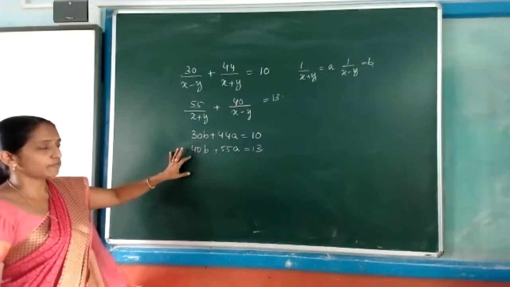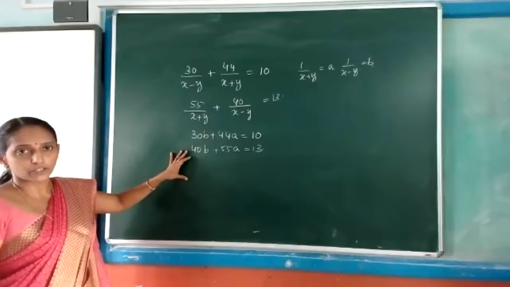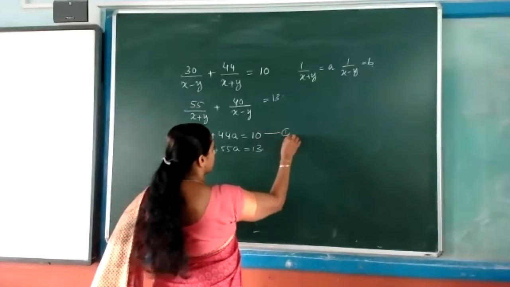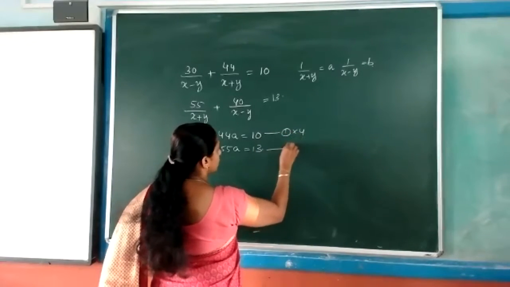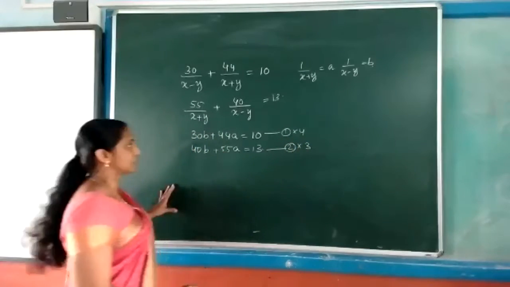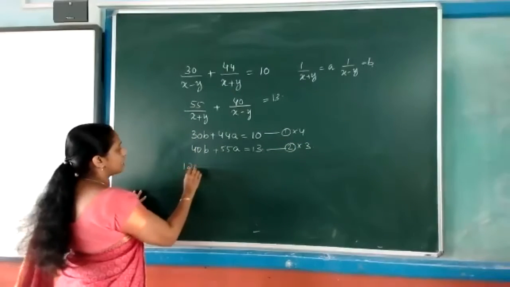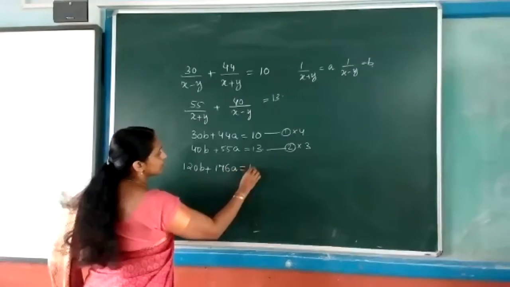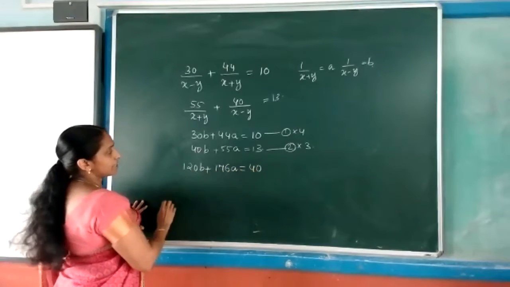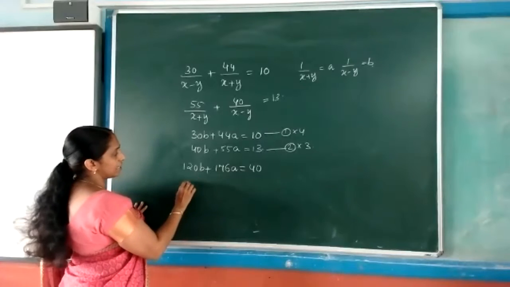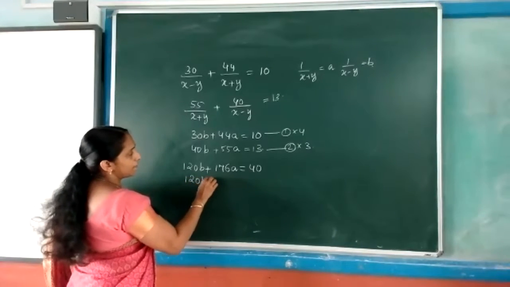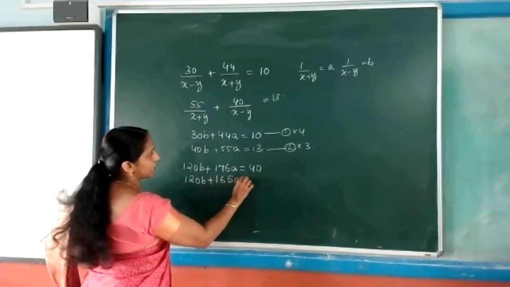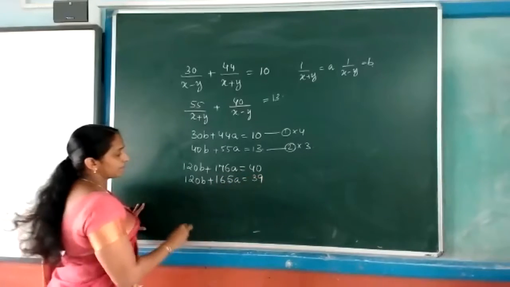Okay, 30 and 40. The LCM is 120, so to make it 120, equation 1 you have to multiply with 4, equation 2 you have to multiply with 3. So you are getting 120b plus 176a is equal to 40. And in the second equation, multiplying with 3, you are getting 120b plus 165a is equal to 39.